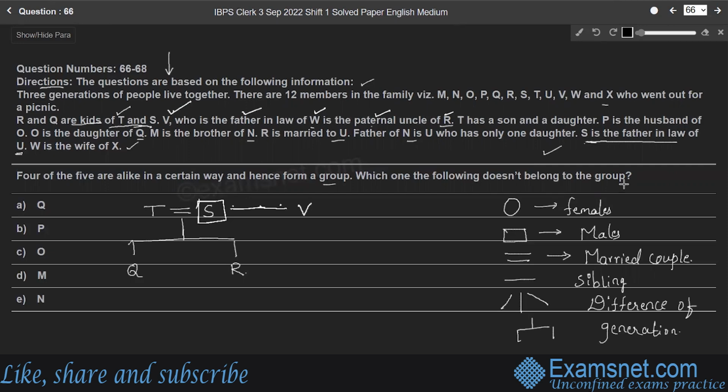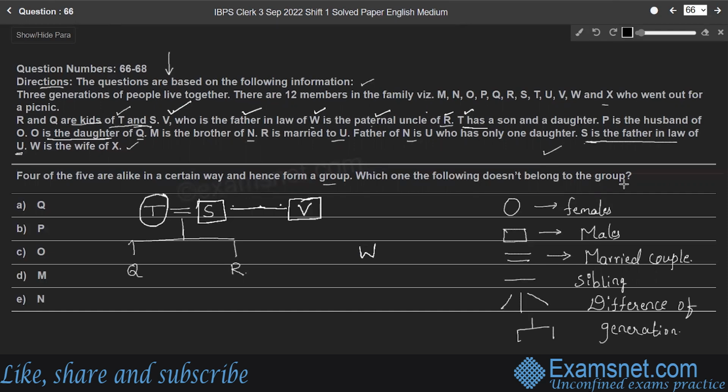And V is the father-in-law of W. That means V is a male. And there is a person W whose father-in-law is V, the paternal uncle of R. T has a son and a daughter. Therefore, T is female, and either Q or R is the daughter. So let us leave this part here.